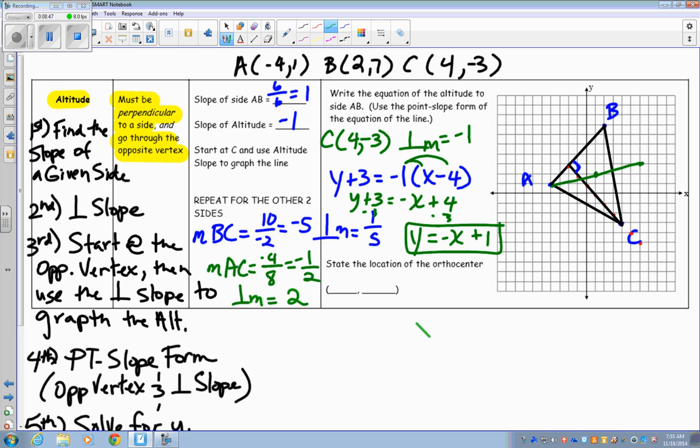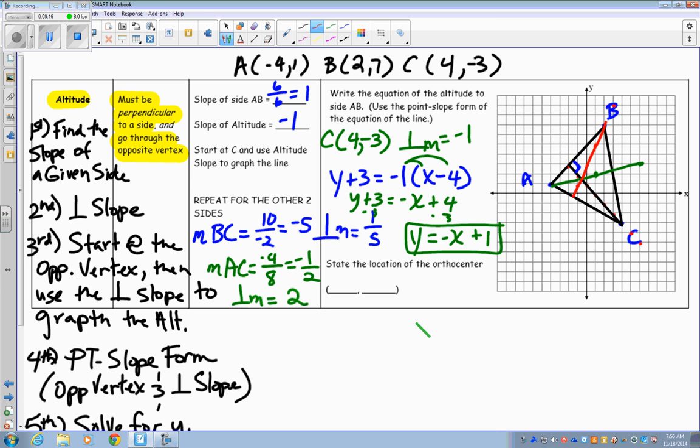And then we're going to do the same thing for AC. Since we're going to do the perpendicular slope for AC, we've got to look at the opposite vertex, which is B. So that means I start at B, and my perpendicular slope to AC is 2. So I can go up 2 to the right 1, or I can go down 2 to the left 1. And draw a line through those points.